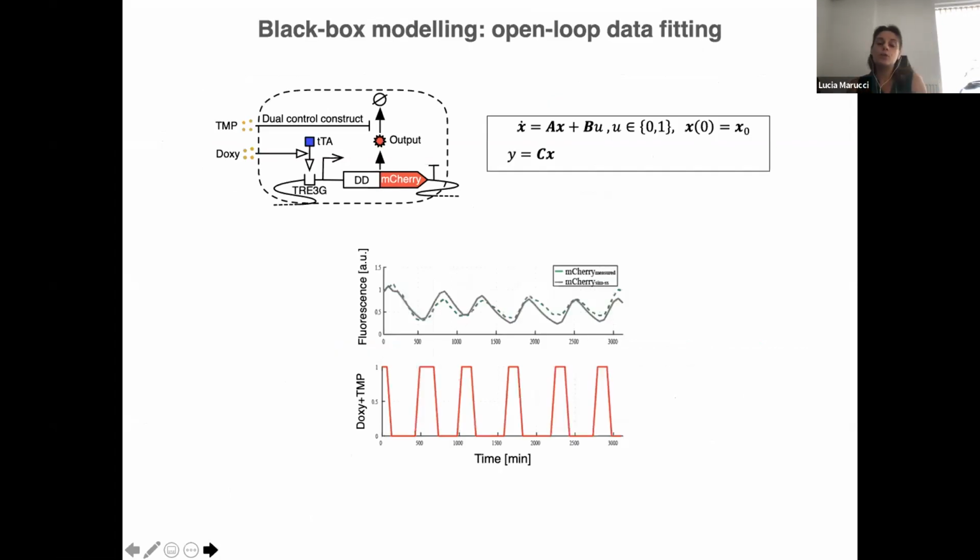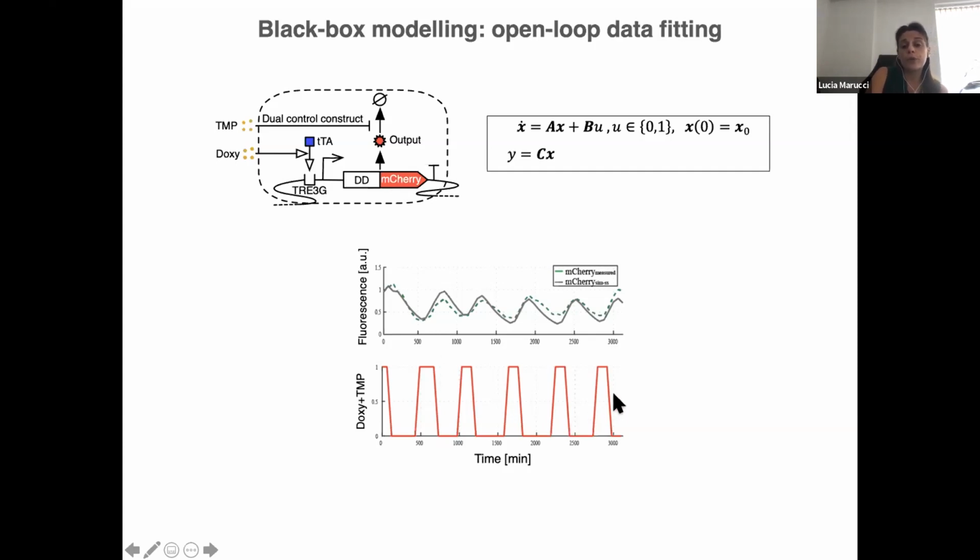We are also now trying to implement more sophisticated control strategies, such as model predictive control. They require a model of the system, but what we have found, at least for the system we analyzed so far, is that sometimes a simple model can be effective. In this case, for example, again, this is the system to regulate an exogenous mCherry fluorescent protein.